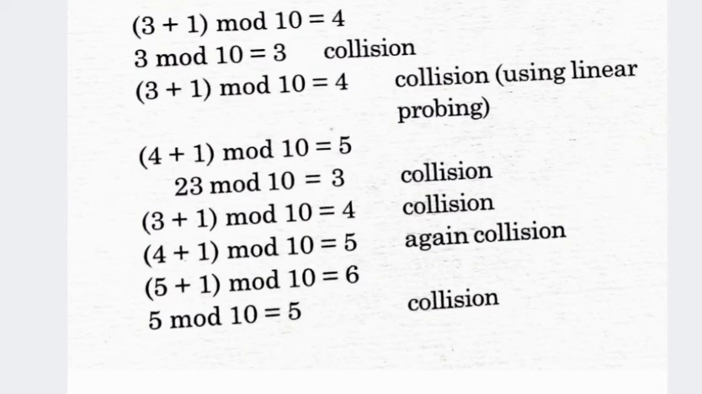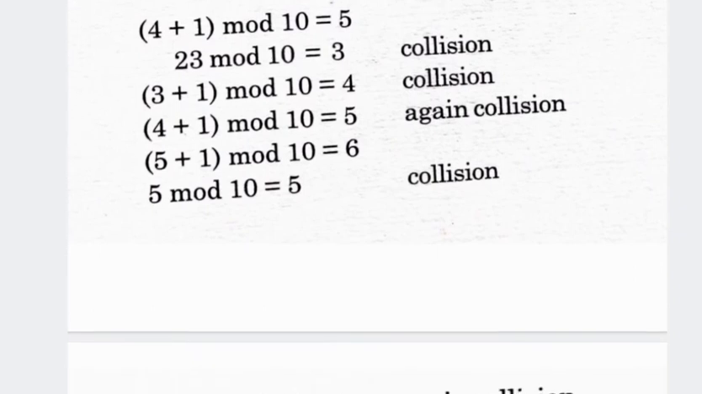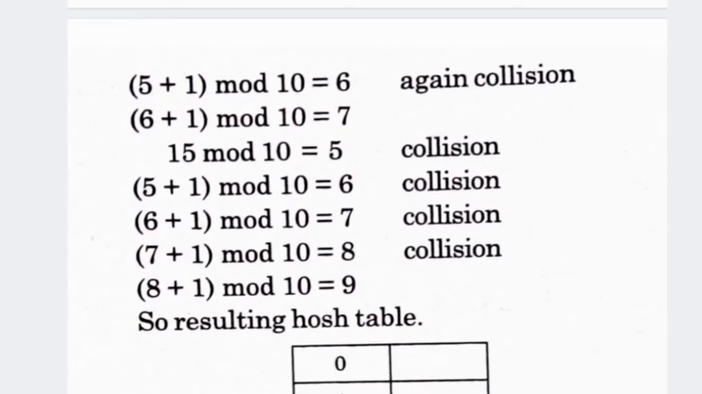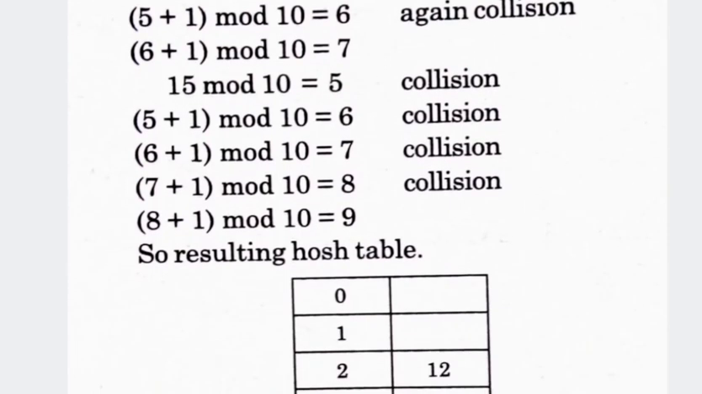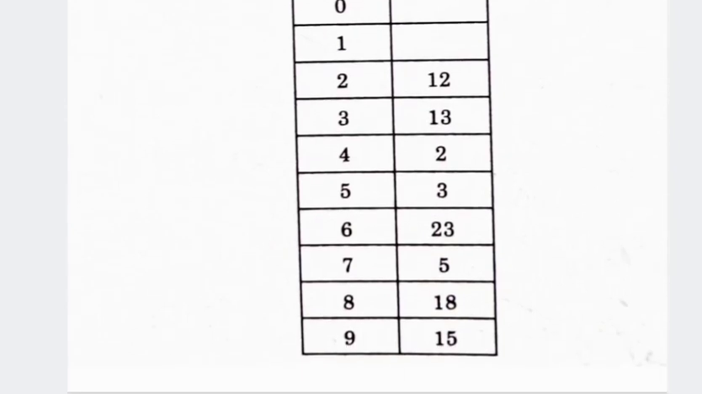That again creates a collision because 4 is already assigned to another element, that is your 2. Now we get again (4 plus 1) mod 10 equal to 5, which is already occupied. Now we get 5 mod 10 is equal to 5. It also contains a collision. On the basis of these collisions, after so many attempts we get the resultant hash table, that is your index.